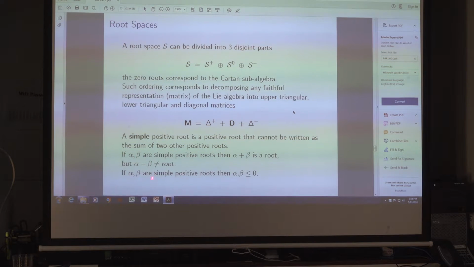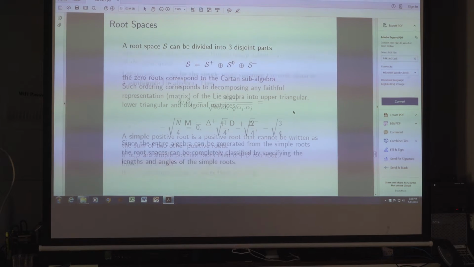So if alpha and beta are simple positive roots, then the inner product is less than or equal to 0. And why? Because it has to do with the cosine of the angles. The cosine of the angles are associated with 120 degrees, and then you have 135 degrees and 150 degrees, and then 180 degrees. Okay, it's all in your book. I'll go into this in a minute.